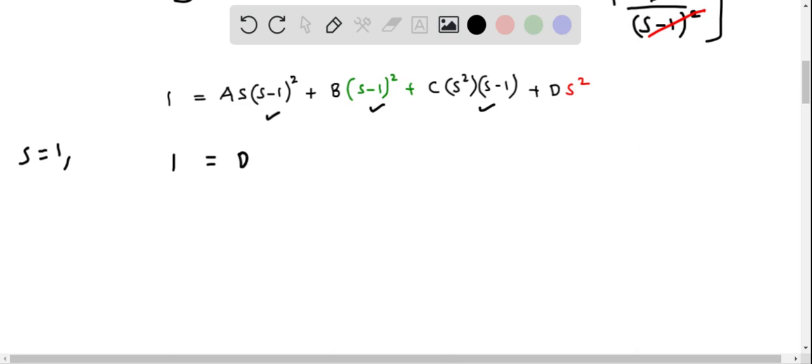So finally we will be left only with the d times of s squared, that is 1 squared. So this implies 1 equals d times of 1. 1 squared is 1, so we get d equals 1.